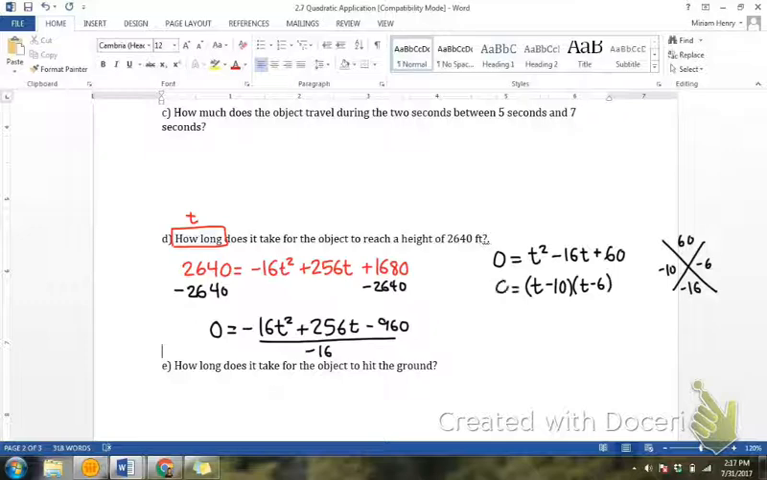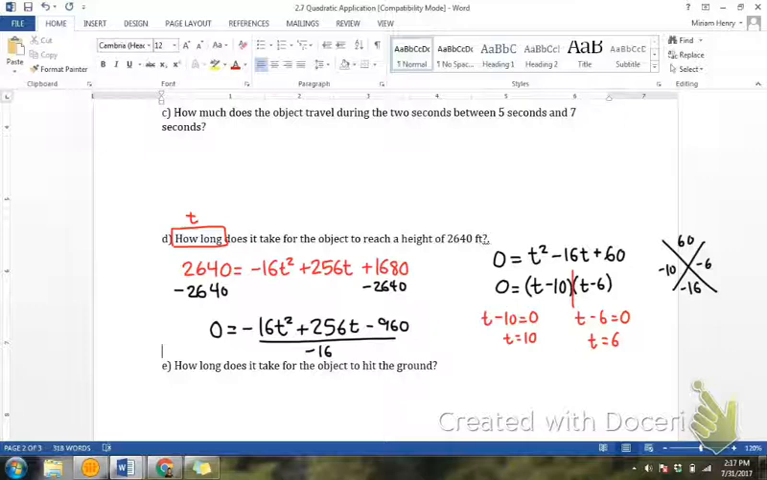What do we do at this point? Alyssa, what do we do at this point when we have our 2 parentheses set up like this? Well, you're right. What did you say? Split them. Right. We're going to split them down the middle and separate them out, so we can set each of them equal to 0. So I have t minus 10 equals 0, t minus 6 equals 0. T equals 6 and t equals 10.